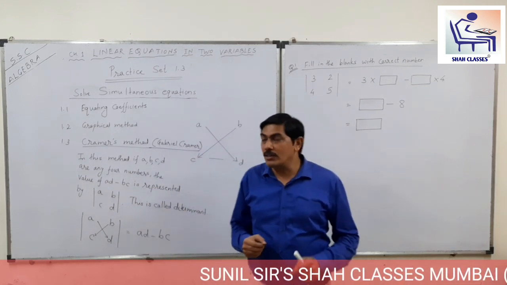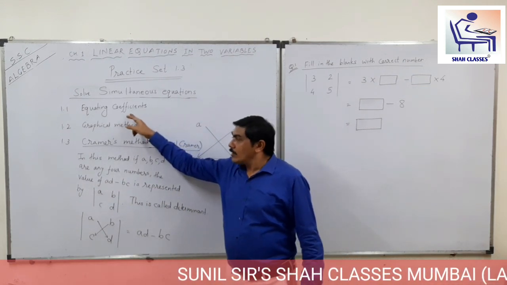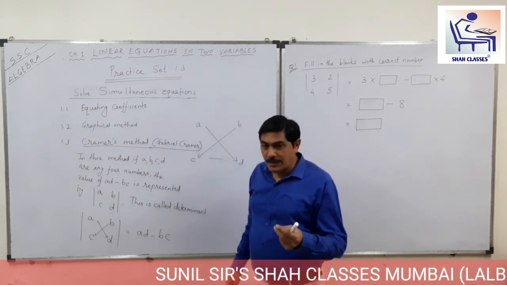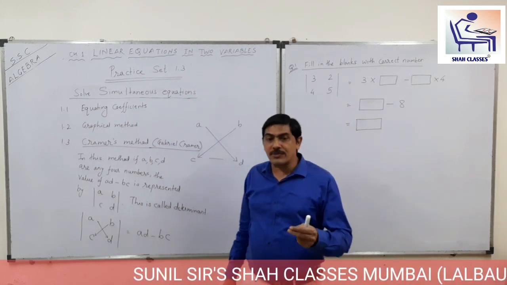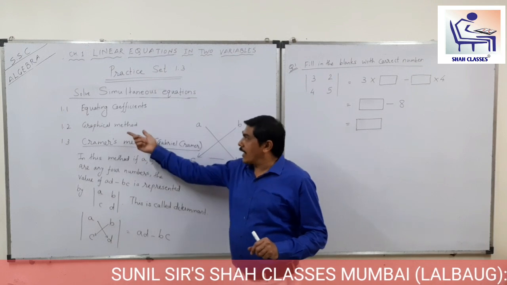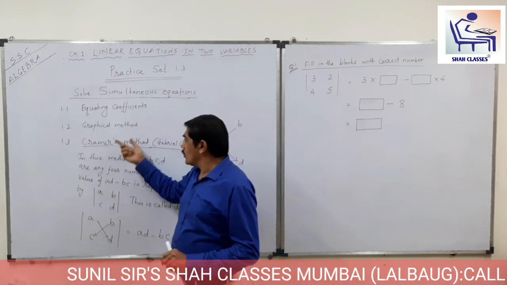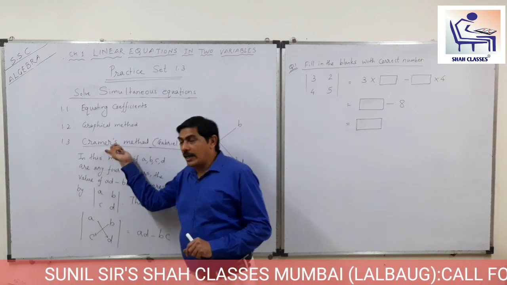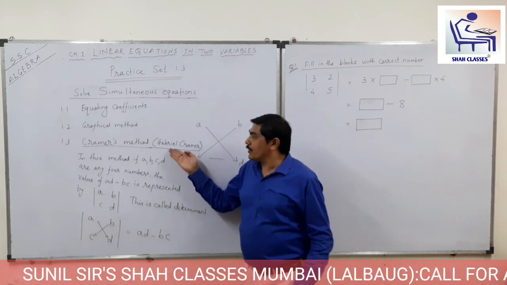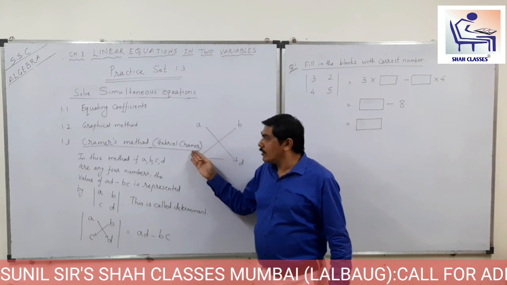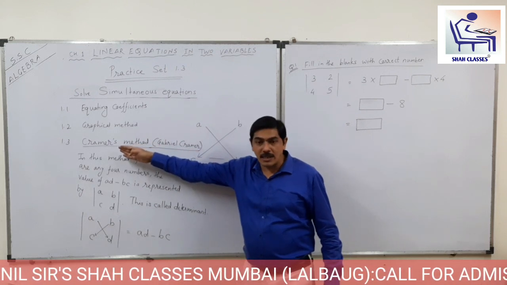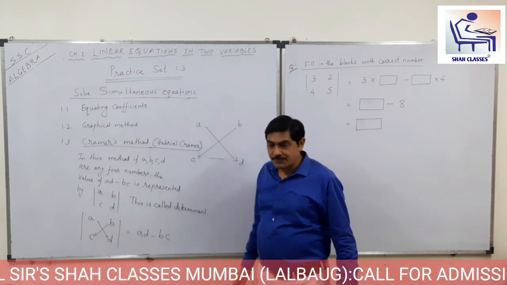And we are trying to solve the simultaneous equations. That is 5x in the first equation, 5x in the second equation. In the second exercise, we have seen the graphical method. And now in the third, we are at Cramer's method. This is given by Gabriel Cramer, so we call this method Cramer's method.